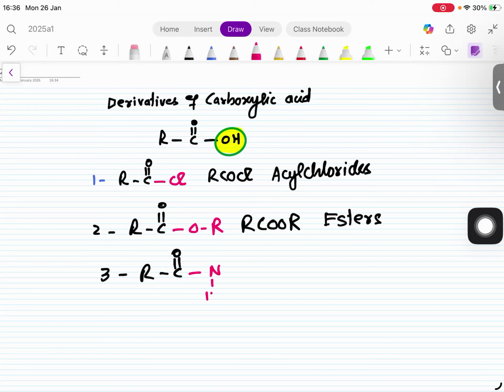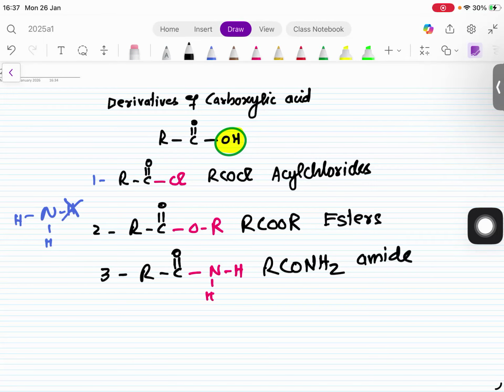If I put NH2 here, this is actually NH3. If one of the hydrogens of NH3 is taken away and the rest of the part is attached with CO instead of OH, this is called RCONH2. And this functional group is known as amide.